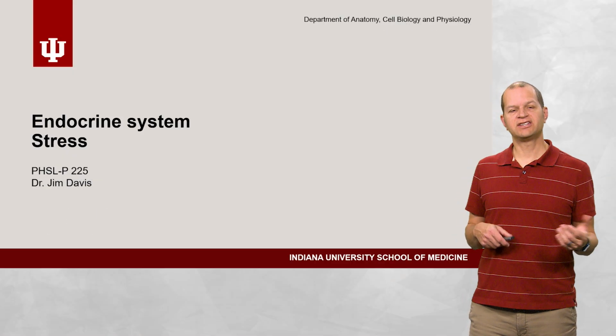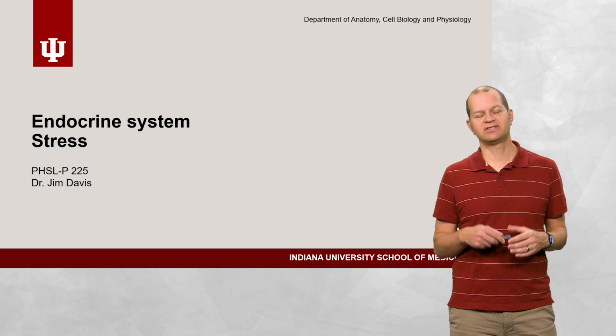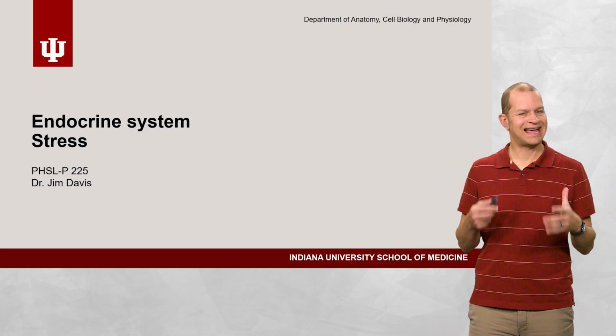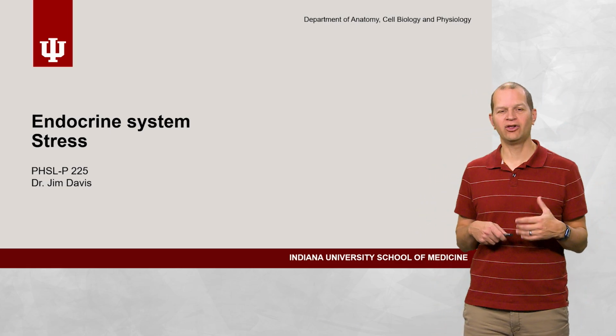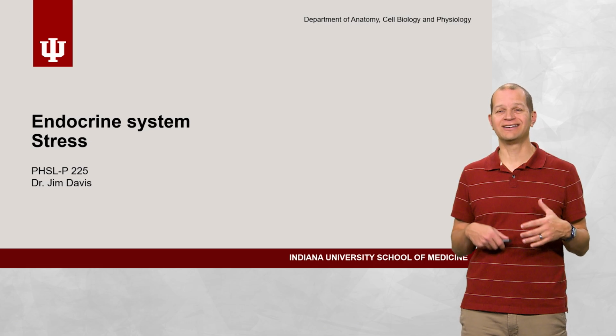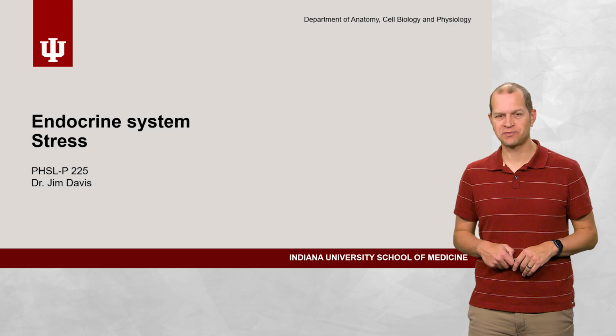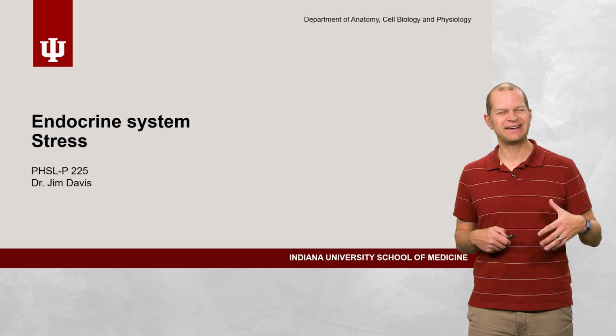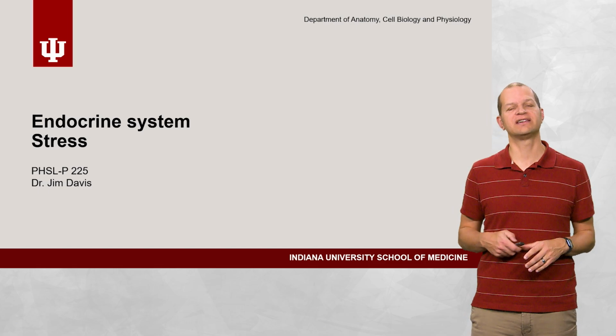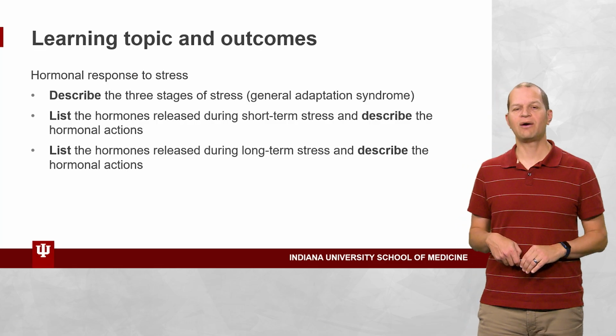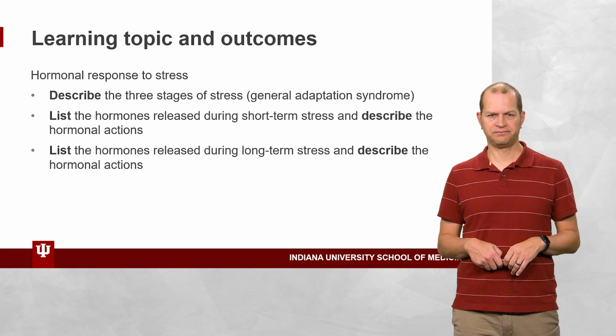So we're going to finish talking about the endocrine system by talking about stress. I find it interesting, the timing that I'm doing this. This is actually the middle of the last week of classes, and so there is a lot of stress on campus right now. And so we're going to talk about stress, maybe not in the way that you think about it, but from a physiological standpoint. And so with that, we have these 3 outcomes.